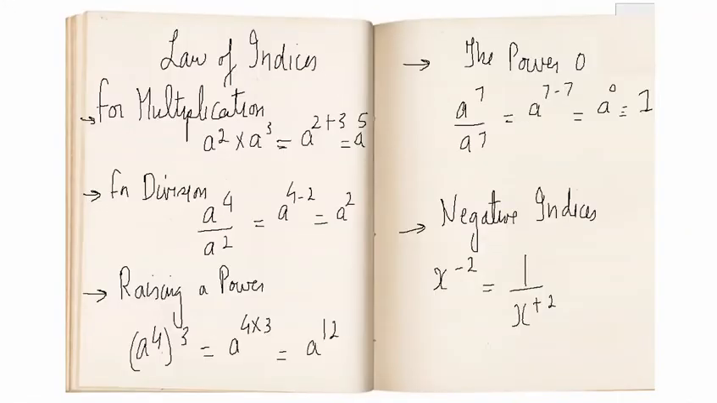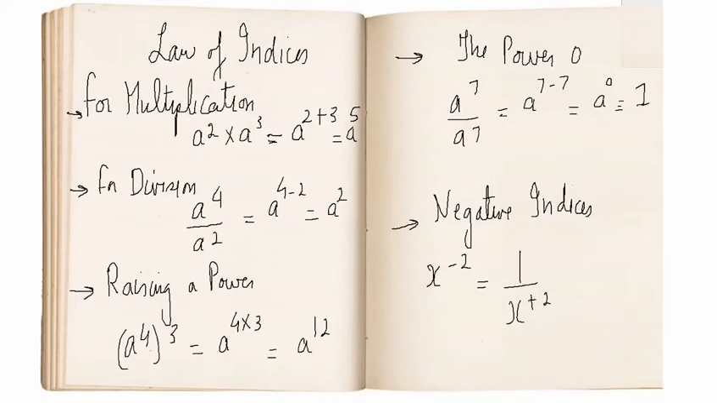Law of indices is extremely important for algebra, and it is utilized again and again in IGCSE Cambridge. So let's look at these laws. The first law that we see here is for multiplication. So what do we see here?